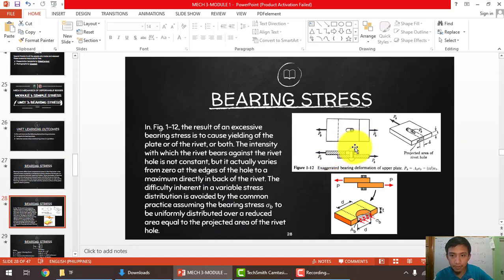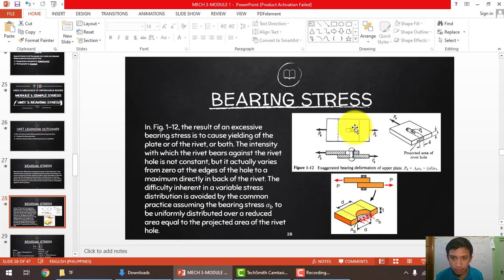If you are referring to the stress experienced by the rivet only, then that is the shear stress, where the area is the cross section of the rivet or the bolt. But since we are talking about the stress between the rivet and the plate, then that is a bearing stress. So how are we going to compute? Basically, the orientation of the stress is due to the surface in contact. So what is the surface in contact?